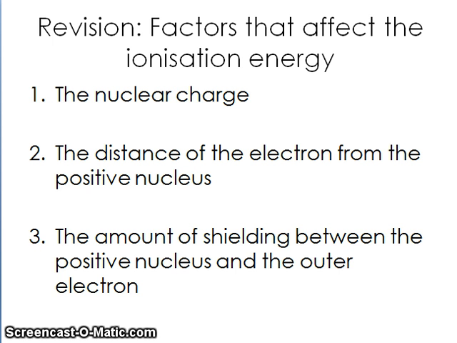So a quick recap, and this is just a slide stolen from the previous video. Quick revision about the factors that affect the ionisation energy. So there's three factors that affect it. First of all, the nuclear charge, so how many protons you've got in there, so how much positive charge there is. Secondly, the distance of the electron from the positive nucleus. And thirdly, the amount of shielding between the positive nucleus and the outer electron.